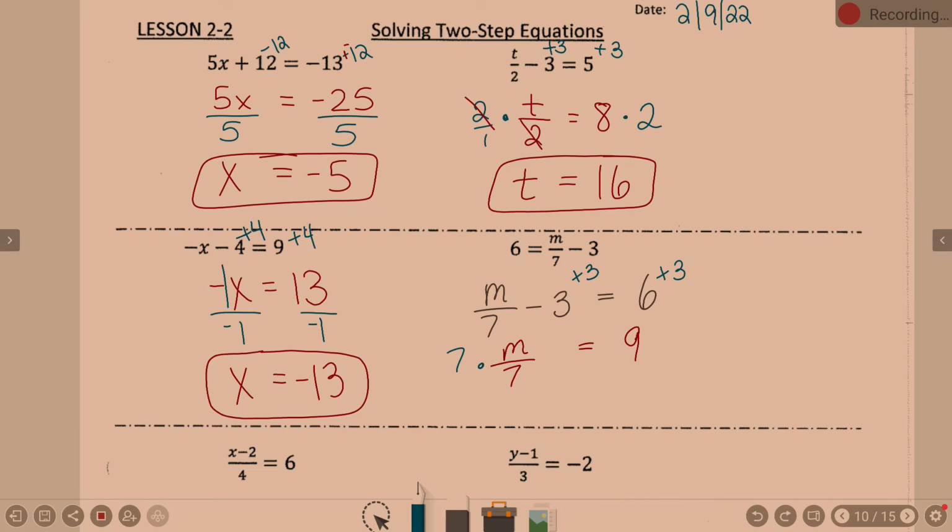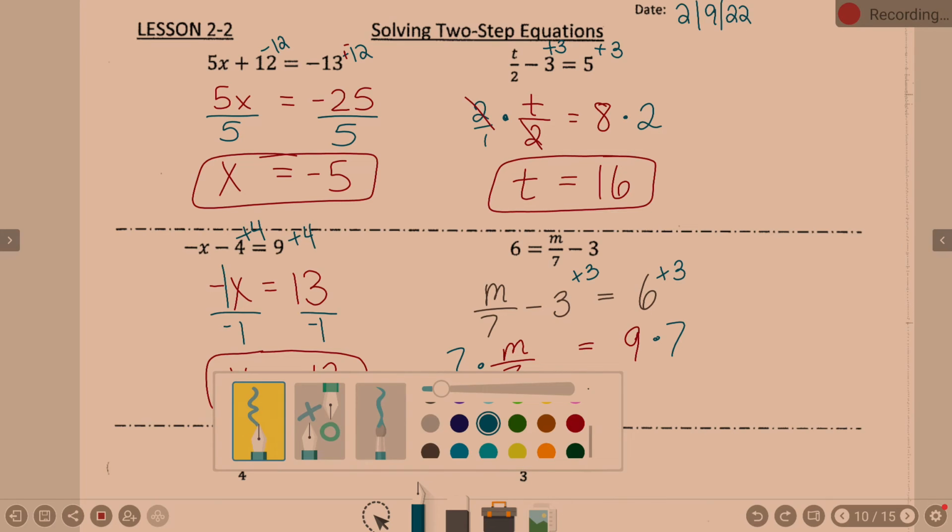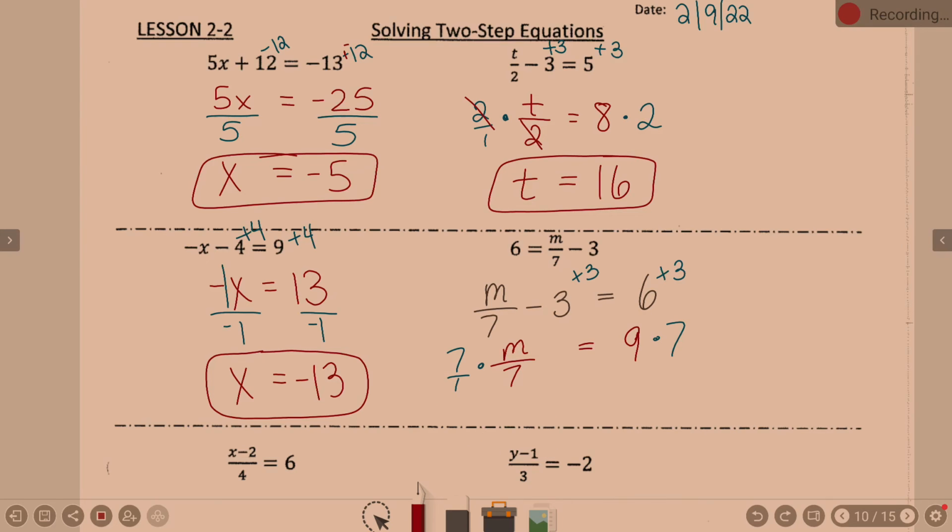If I multiply the left by 7, we're going to multiply the right by 7. If you want, you can think 7 over 1, but ultimately what happens? The 7s will cancel. m equals 63? 9 times 7 is? It's 63. Yeah, 63.